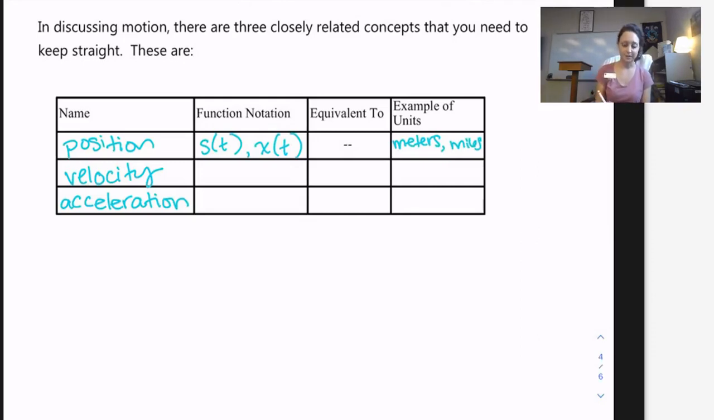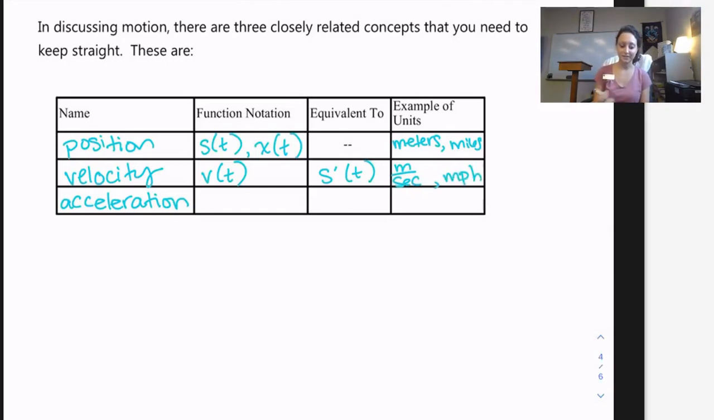For velocity, we typically denote it as v of t. And velocity is actually the rate of change of position. So this is equivalent, I'm going to use s, this is equivalent to s prime, the first derivative of position. Examples of units here would be like meters per second, miles per hour, which typically we write like that, okay?